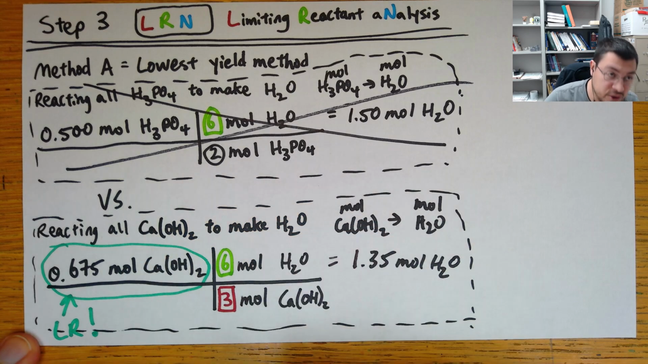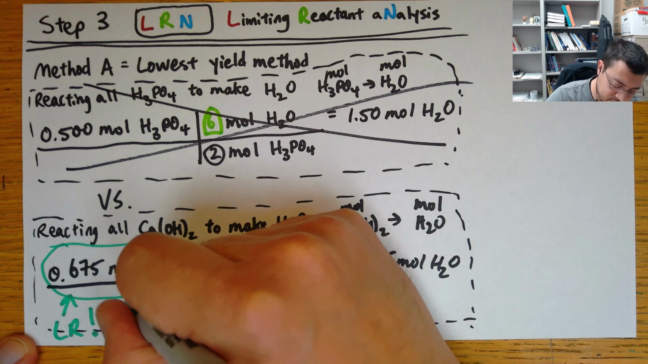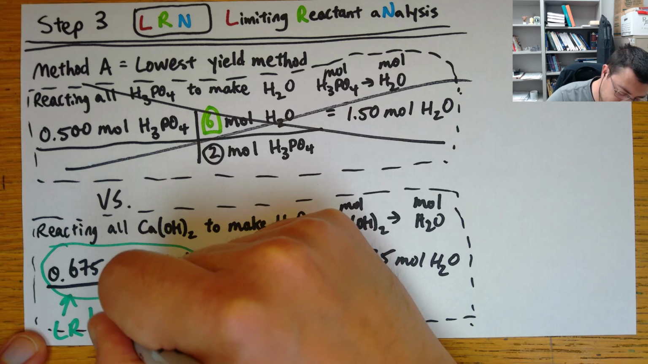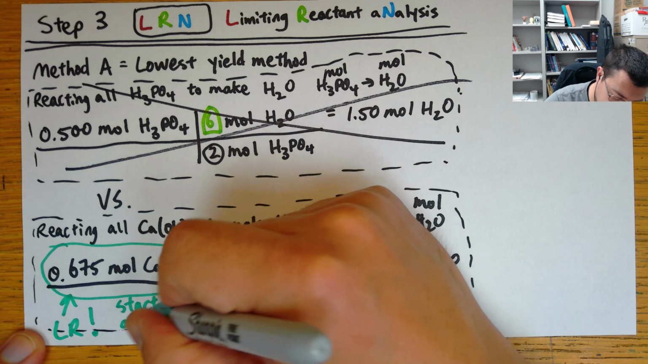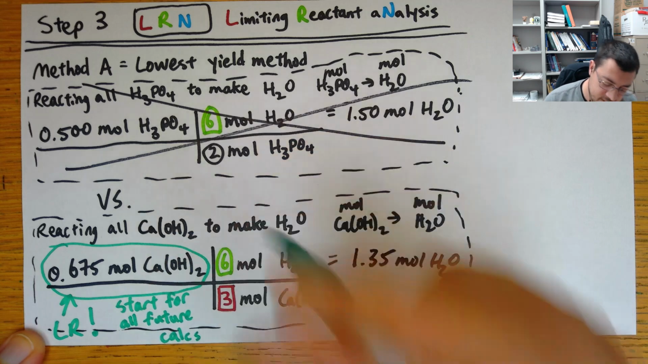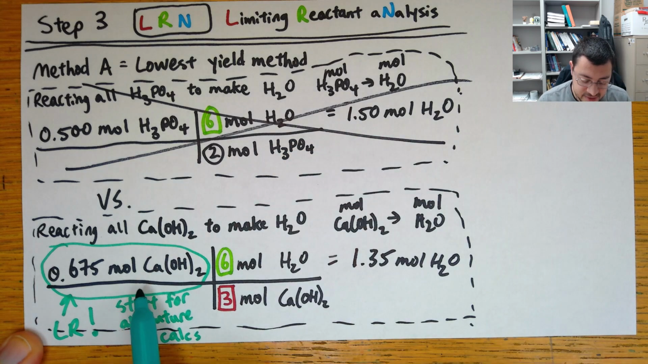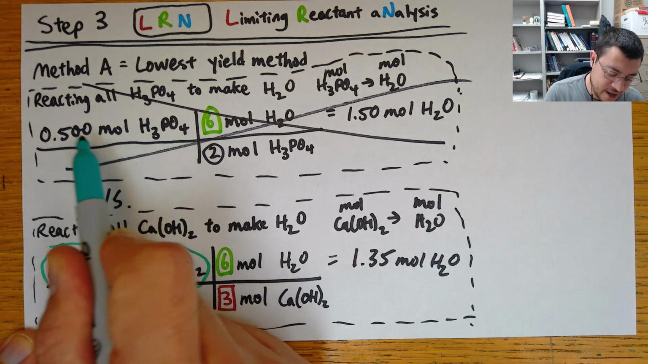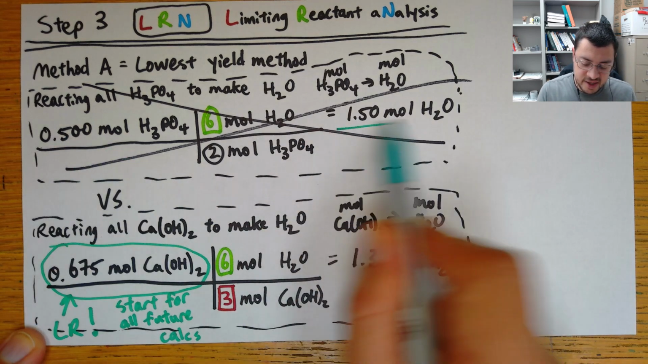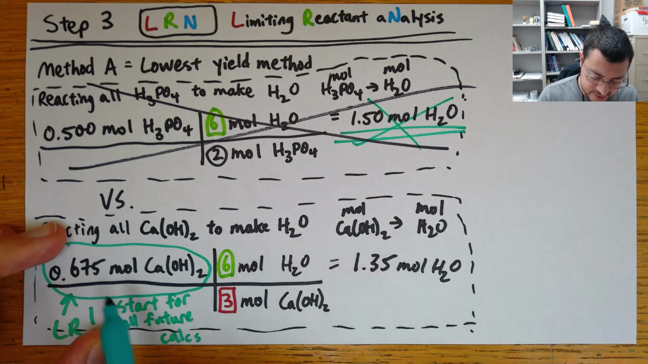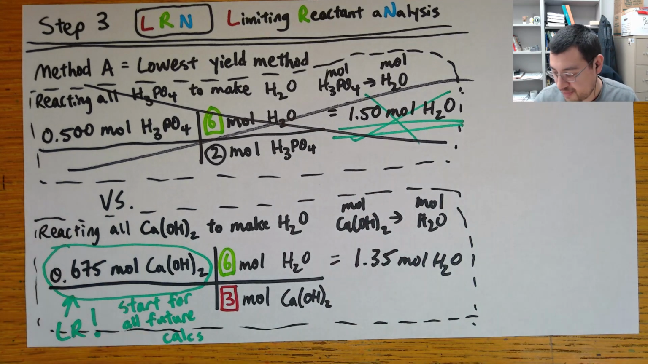Really make sure that you know where your limiting reactant is because this will be our starting point for all future calculations. The rest of the calculations. Start for all future calcs. And we're going to start with this because since we know this will run out, we know it will give us all the correct numbers in the future. We're not going to ever calculate with this number because it's going to overestimate everything. Okay, and that's garbage. All right, so this is our limiting reactant amount.